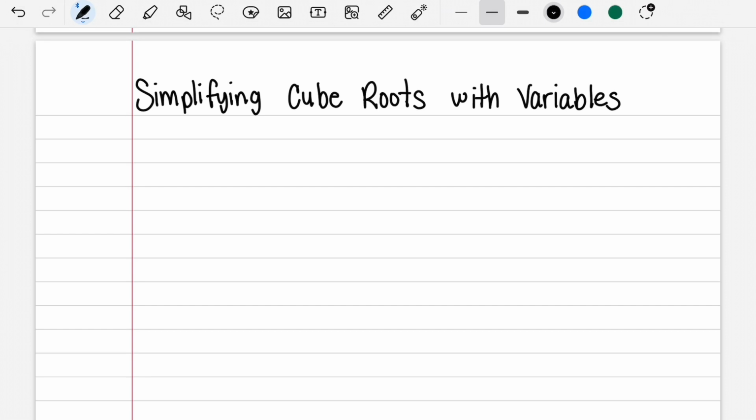In the previous video, we looked at how to simplify square roots with variables. Now, keeping in mind the rules that we learned from the last video, we were looking at variables that had exponents that were even or multiples of 2. This time, we're going to be looking at variables inside the radical with exponents that are multiples of 3.